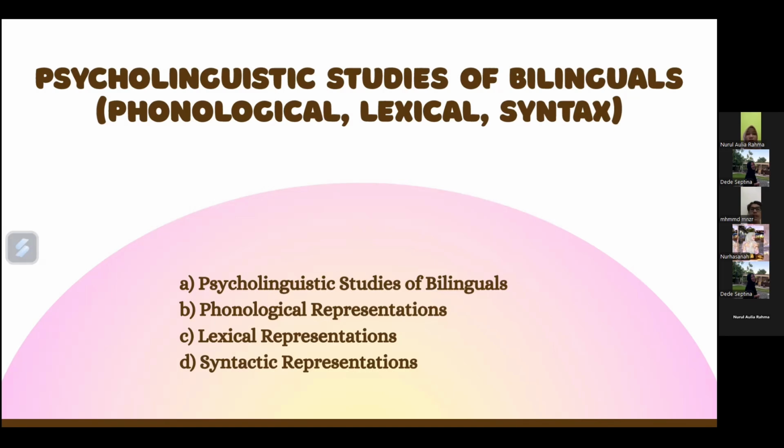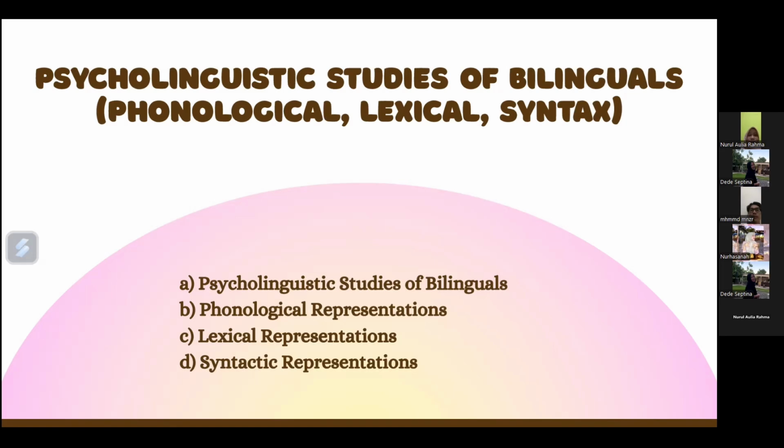And the second is phonological representations. Phonology in bilinguals is complex. Why? Because different languages have unique sound systems, and some studies suggest that bilinguals may have shared phonemic representation across languages, especially when similar sounds exist in both.